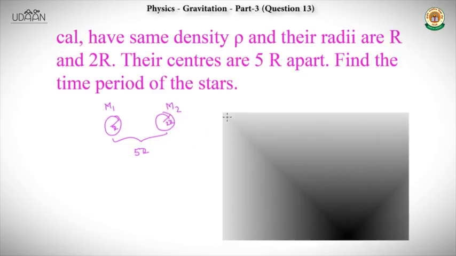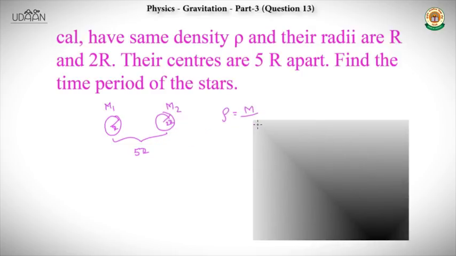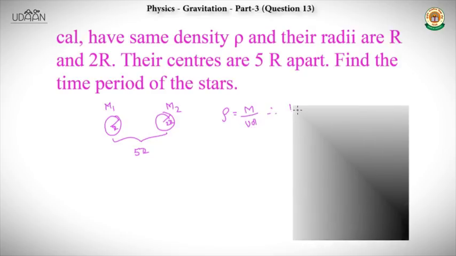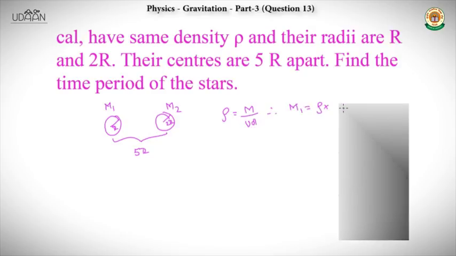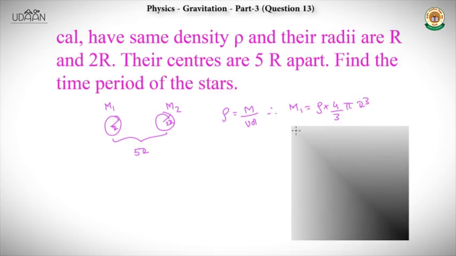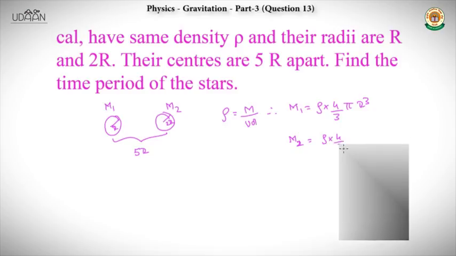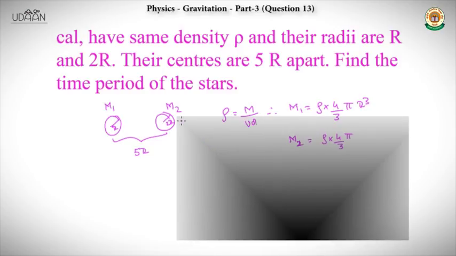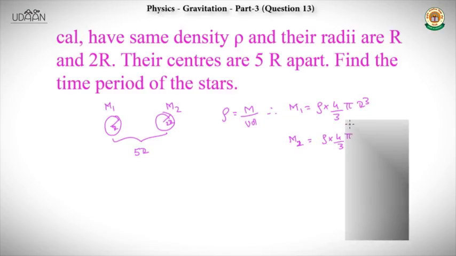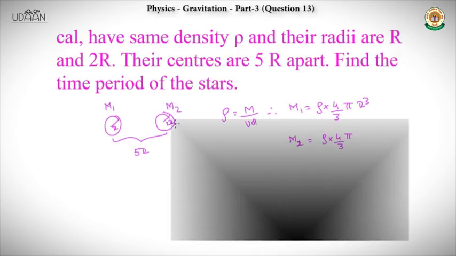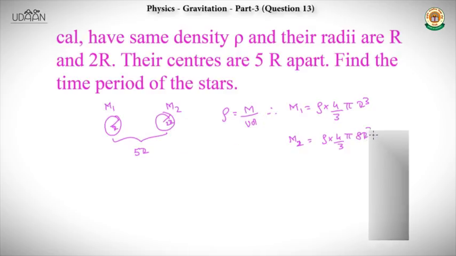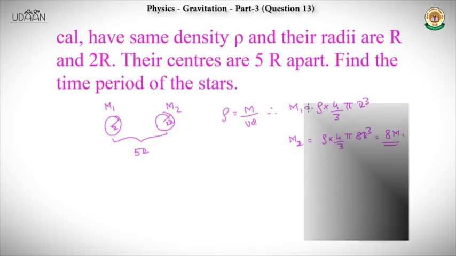ठीक है. So now we know rho is equal to mass upon volume. So therefore m1 would be equal to rho into 4 upon 3 pi r cube. Right. Okay. And m2 would be equal to rho into 4 upon 3 pi into 2 cube. Sorry, 2 cube is 8. My bad. 8 r cube. So this comes out to be 8 m1. So now we know the masses.